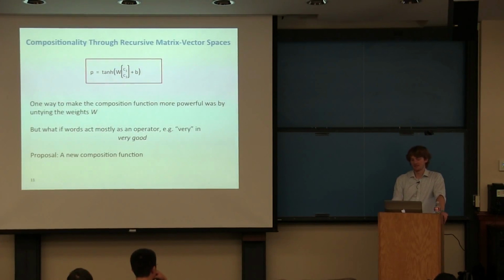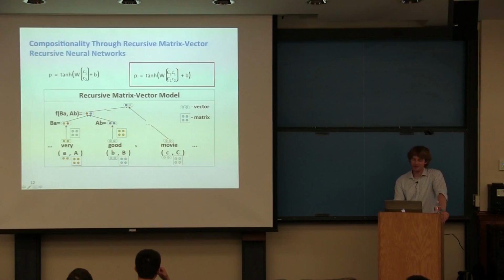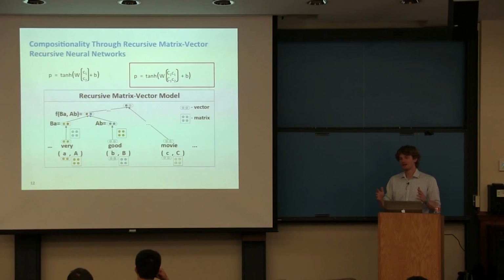And so this led us in 2012 to think of a new kind of composition function, namely a matrix-vector recursive neural network, where essentially we represent every word as not just a vector, but also a matrix. So instead of saying every word is only an n-dimensional vector, we say it is an n-dimensional vector and an n by n dimensional matrix. So that's a huge blow up in the number of parameters. There are some nice linear algebra tricks, namely low rank approximations to matrices, which we won't go into, to reduce that again.